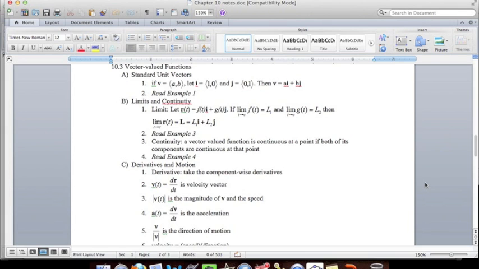As far as continuity goes, if both of them are continuous, then the whole thing is continuous. If either of them has a problem, then it's a problem. Okay, so one being continuous is not good enough. They either both need to be continuous or our function is discontinuous. So, some examples on that.